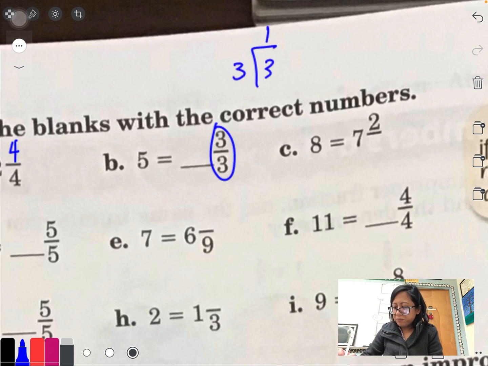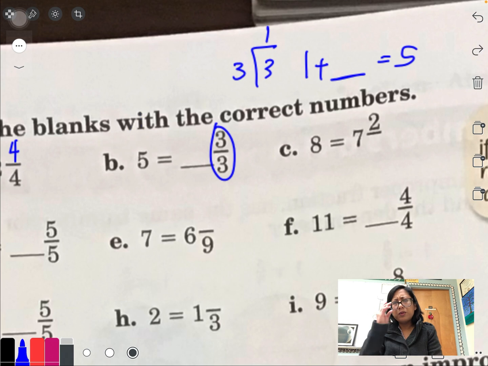But 1 plus something equals 5. See? 1 plus something, what does that mean? 1 plus something equals 5. What would 1 plus something equals 5? 2, 3, 4. I added just 4 more fingers. So this is a 4. Because 4 plus this whole 1 equals 5.